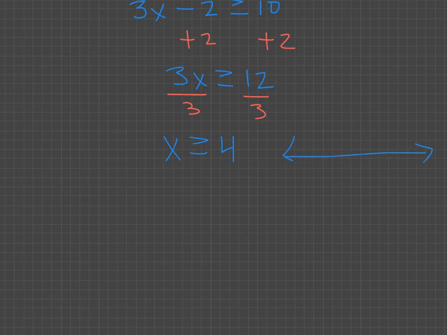Number line, here's our 4. And we include the 4, so closed point, greater than or equal to, and it's greater than, so we go to the right. Interval notation, our smaller value is 4. It's included, so we use a bracket. It goes to positive infinity. Always use parentheses with infinity.